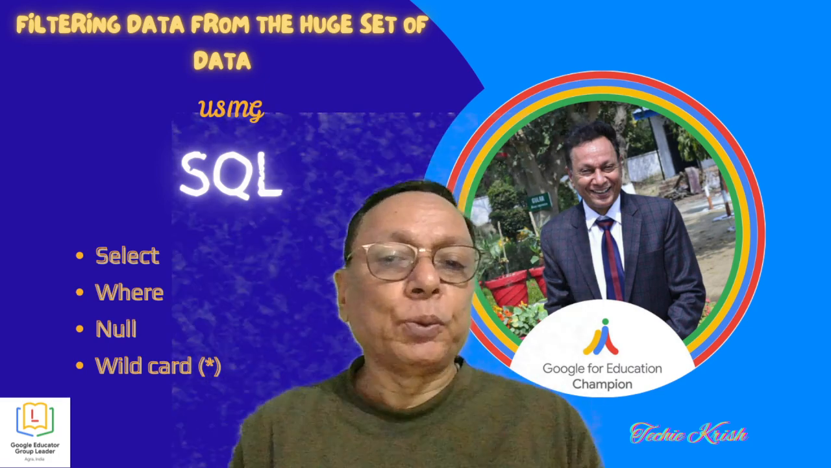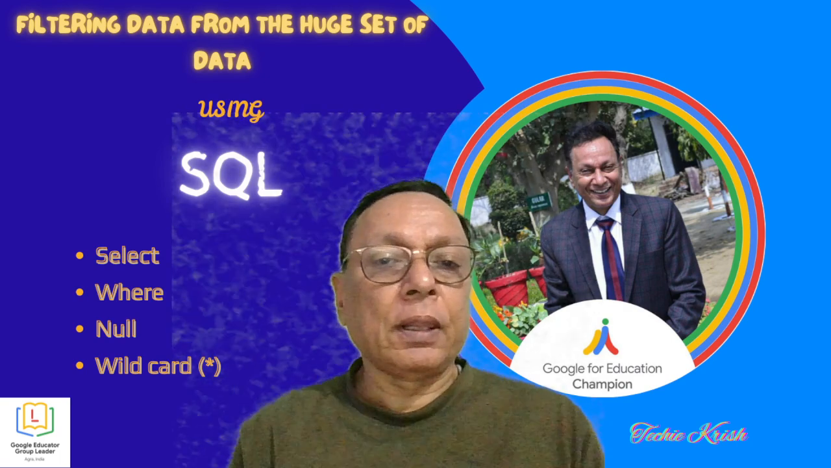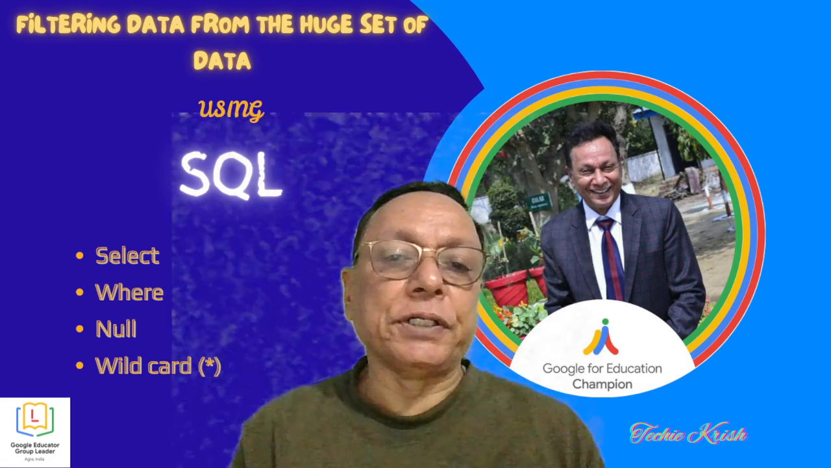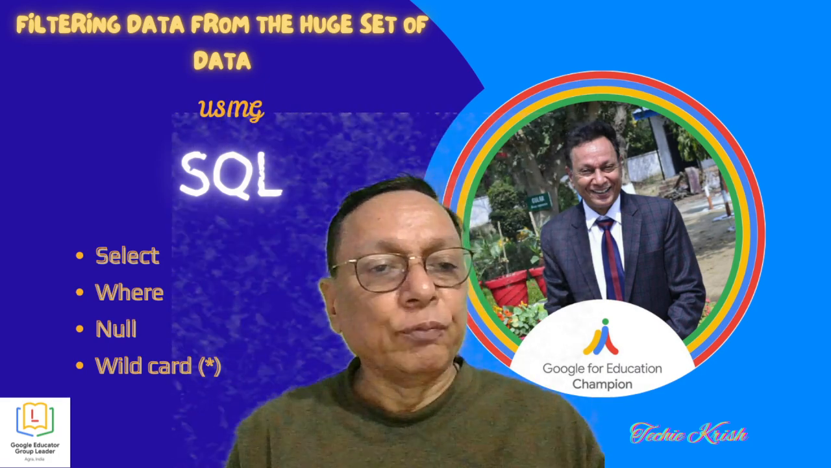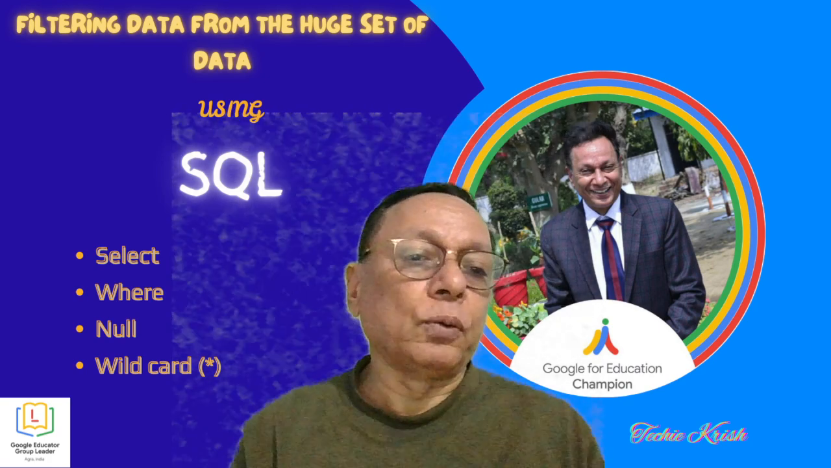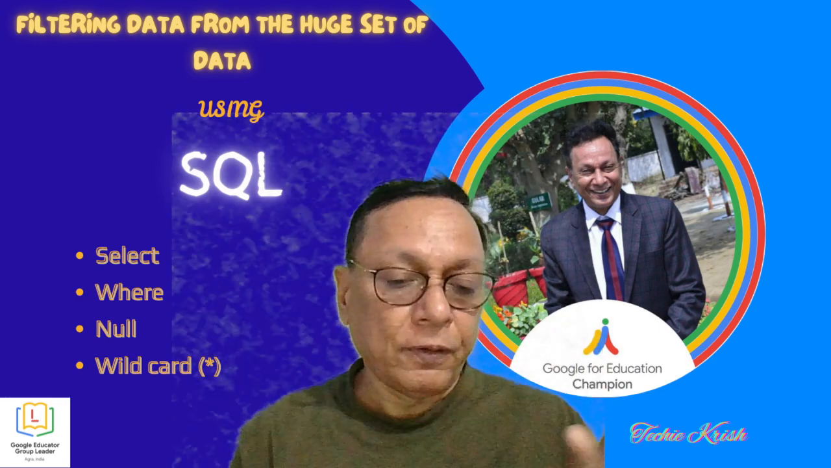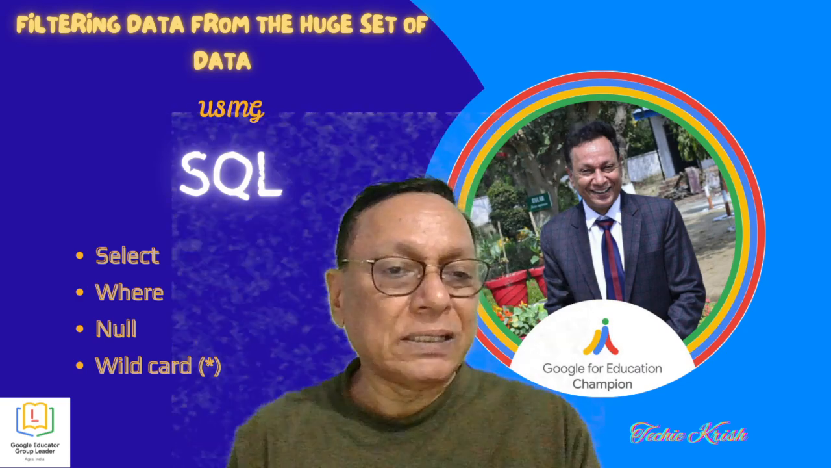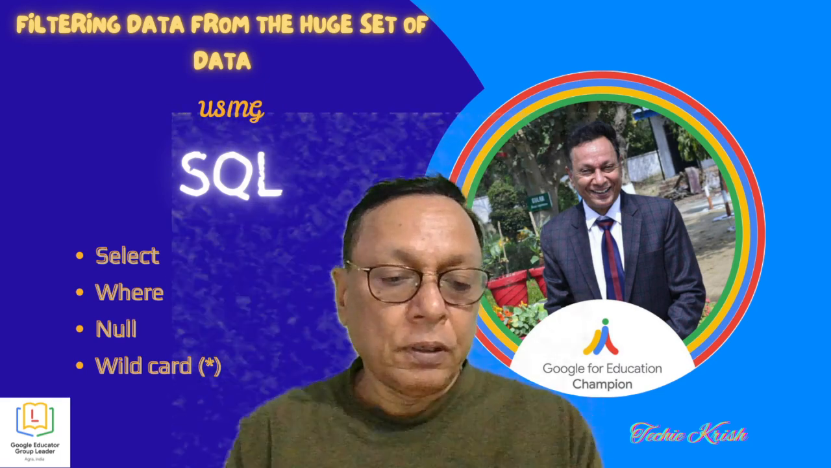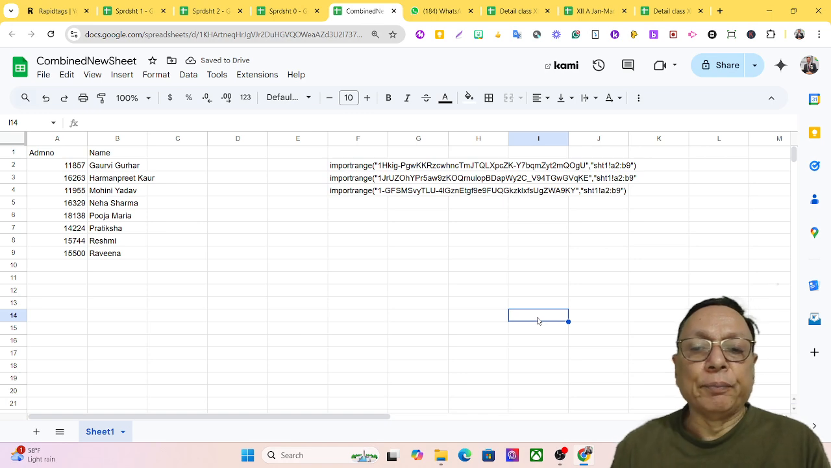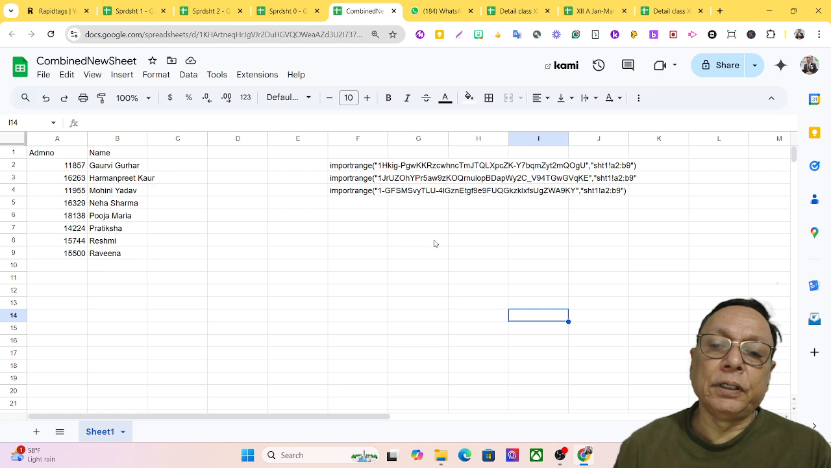So in my last video, I discussed import range, and I fetched the data from three different spreadsheets. So we'll move to our Google sheet to give you a glimpse of the last video, the last task. This is my sheet where I have imported the data from three different spreadsheets whose URLs are here: one URL, second URL, and third URL.